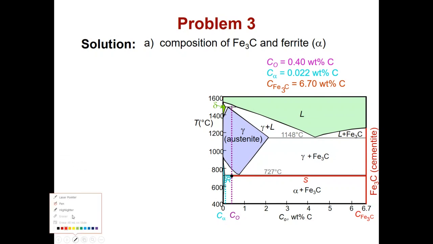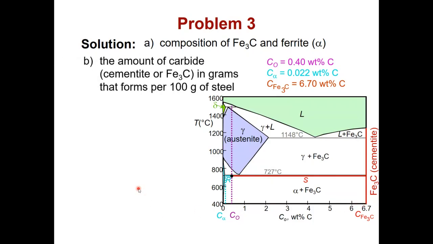Right here, let me just take the laser. Okay, right here at this point, at the temperature of 727 degrees C, there is maximum solubility of carbon in ferrite. So it comes to 0.022 weight percent of carbon. In this region, which is the sky blue, we have alpha iron, which is also referred to as ferrite. And then the overall composition for the material given is 0.4% right here. And we also know that the composition of cementite, this one, has 6.7% of carbon.